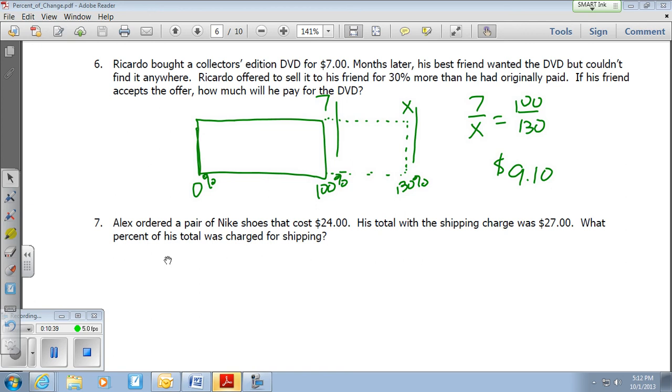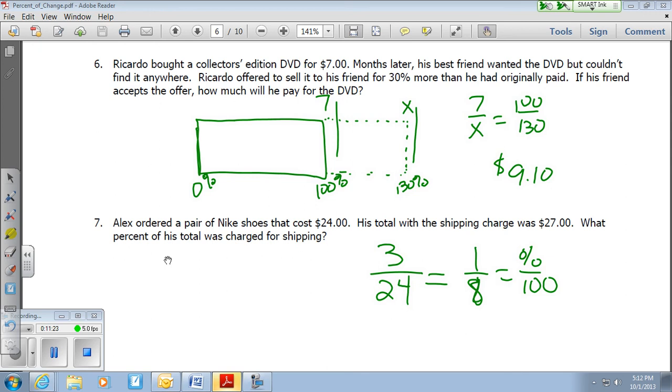All right, number 7, Alex ordered a pair of Nike shoes that cost $24. His total with the shipping charge was $27. What percent of his total was charged for shipping? So we know it's $3. What percent of his total was charged for shipping? All right, so $3 is the change. The original was 24. I can just look at that and know that it can be simplified to 1/8 equals percent over 100.